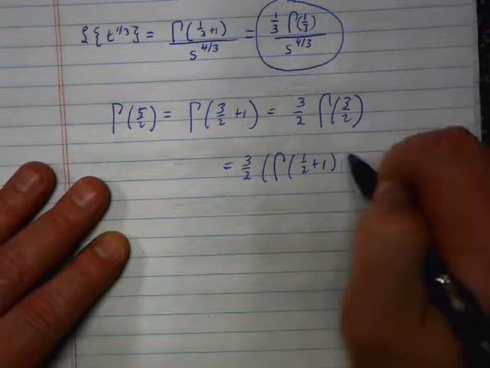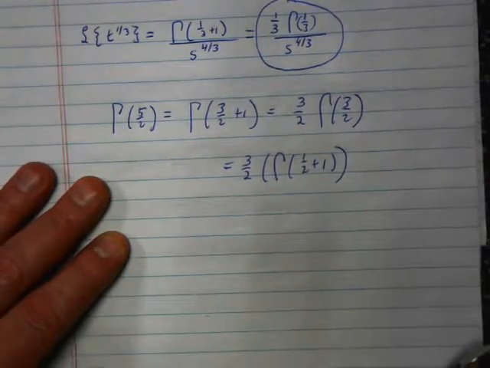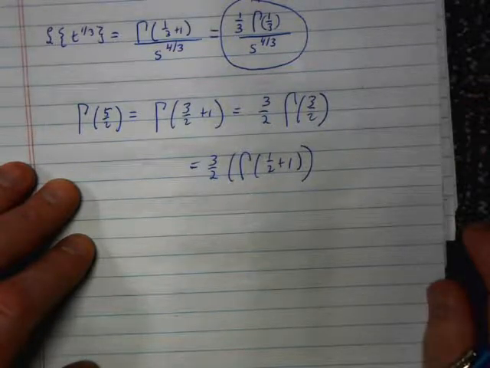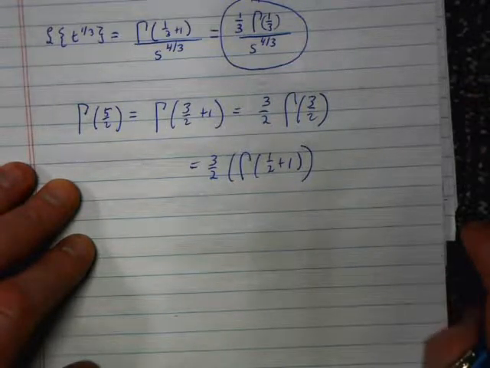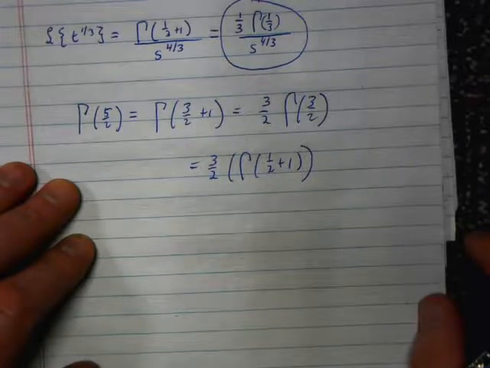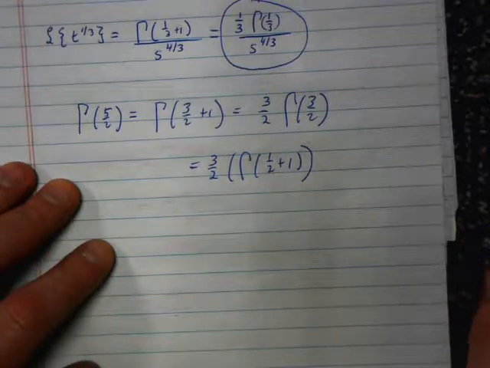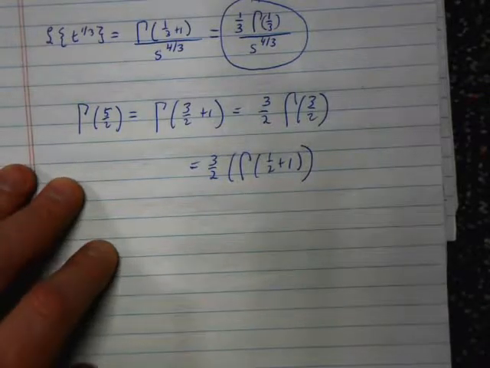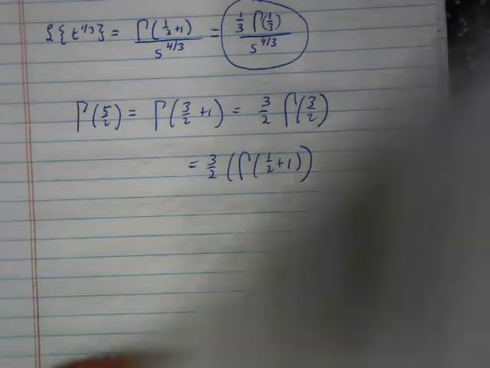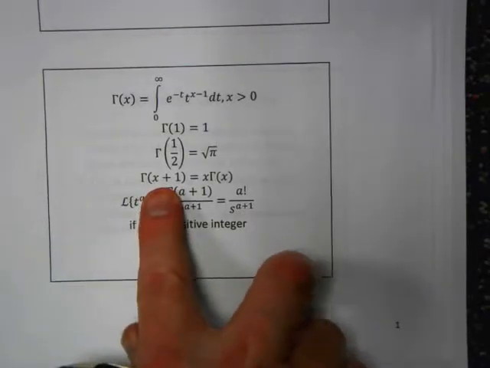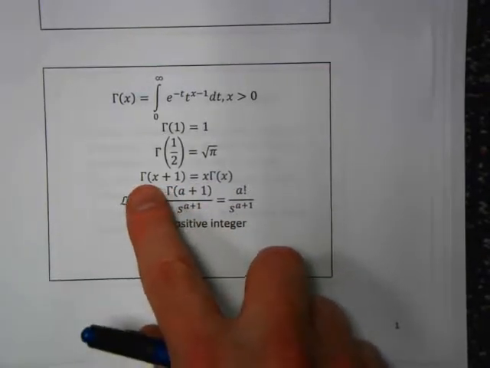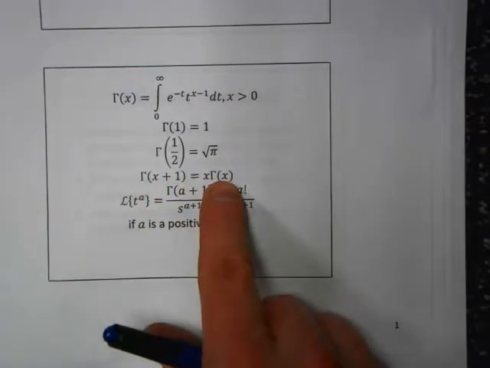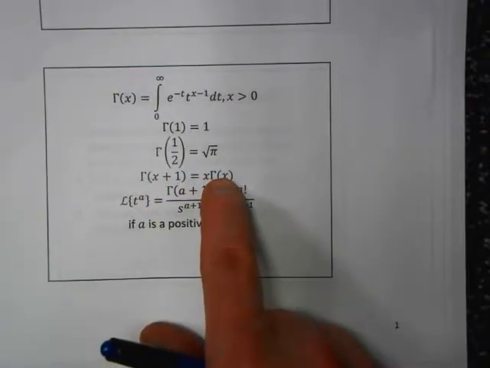Wait, I'm kind of confused. Before, when we had a half, we just added 1 to it. And now we're splitting 5/2 into 3/2. I'm still kind of confused with that. Like, 3/2 gamma of 3/2, how is it going from gamma of 3/2 plus 1 to 3/2? That's one of the properties of the gamma function. Oh. Gamma of 3/2 plus 1 is 3/2 gamma of 3/2. Okay.